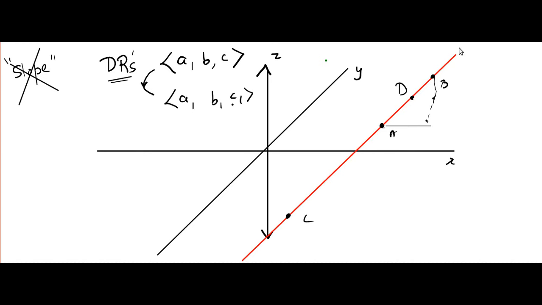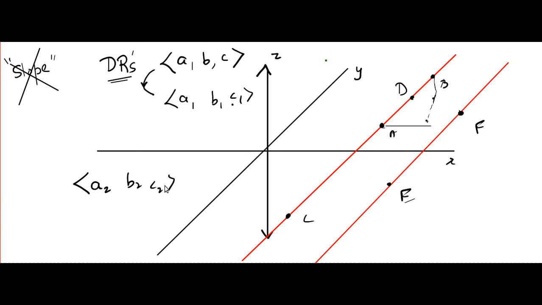I'll show you one more thing. If you consider a line parallel to this, not the same line, I'm talking about a line parallel to this. Now you take any 2 points, okay, let's say E and F. This time I'm sure I'll get something different. Okay, I'm going to call it A2, B2, C2. Wait a minute. That will also be a multiple of these 2 quantities.